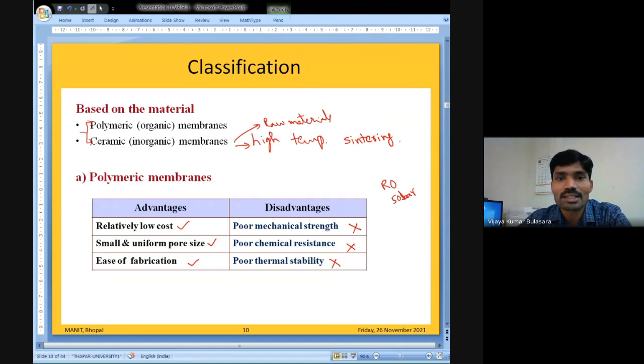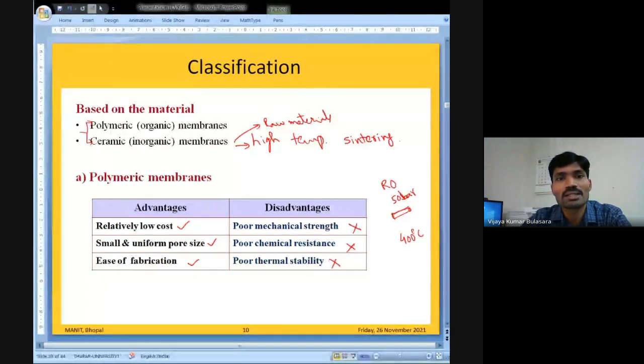So these polymeric membranes cannot be used to separate solutions at a very high temperature. Like in chemical reactors, the reactions are carried out at very high temperatures, like 400 degrees centigrade. So these products cannot be separated or filtered using polymeric membranes, because they have poor thermal stability. The pores may be deformed, the pore size may change, and the membrane itself may get distorted. When the membrane gets deformed, its separation efficiency will be affected. Therefore, we avoid polymeric membranes when dealing with high temperature streams or corrosive streams.